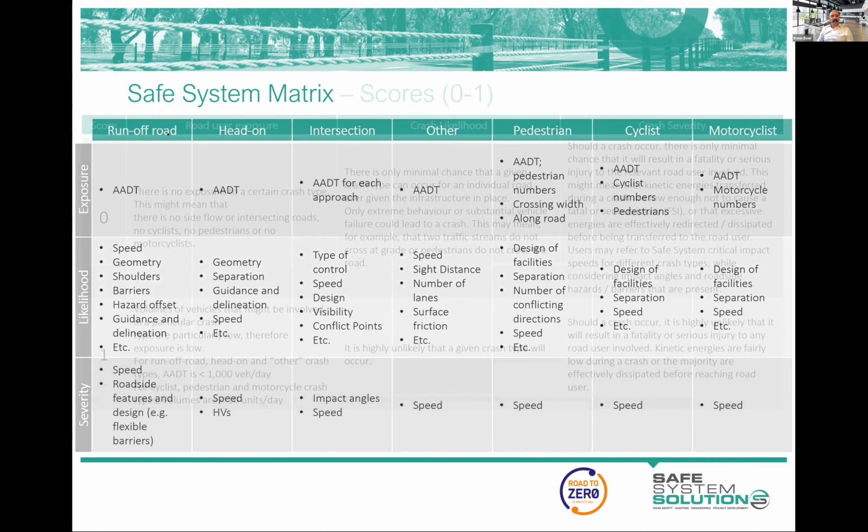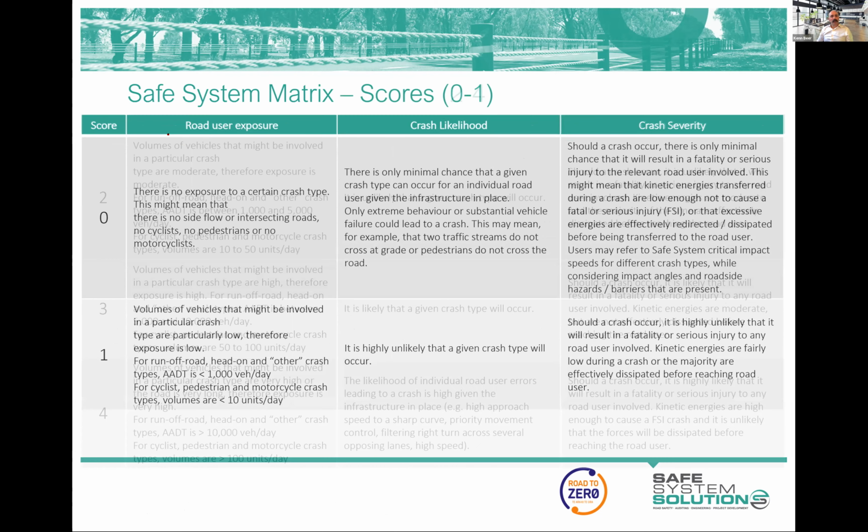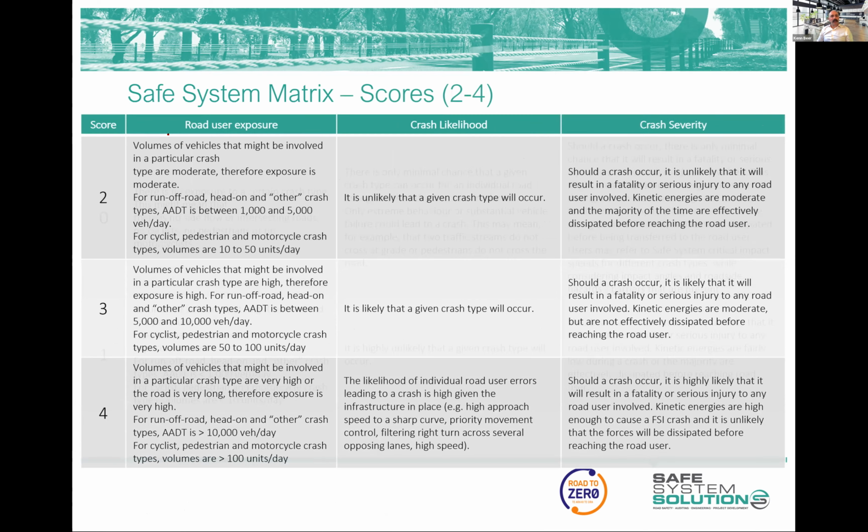And I've sort of reproduced it here. It's in the Road Safe System Assessment Framework, and it's got 0, 1, 2, 3, and 4. So what we do is, let's have a read of, say, 1 of 3 years. Volume of vehicles that might be involved in a particular crash type are high. Therefore, exposure is high. For run-off road, head-on, and other crash types, AADT is between 5,000 and 10,000 vehicles a day. For cyclists, pedestrians, and motorcyclists, crashes or crash types, volumes are between 50 to 100 units a day.